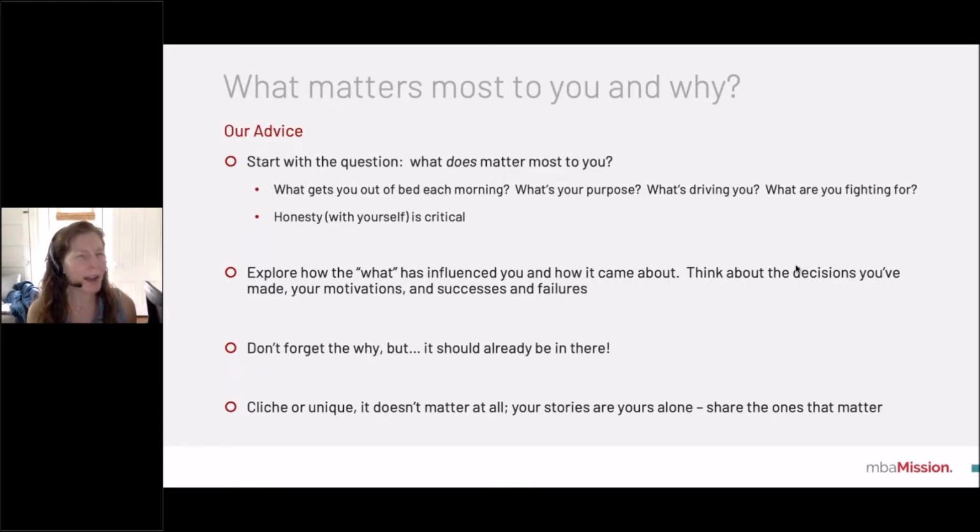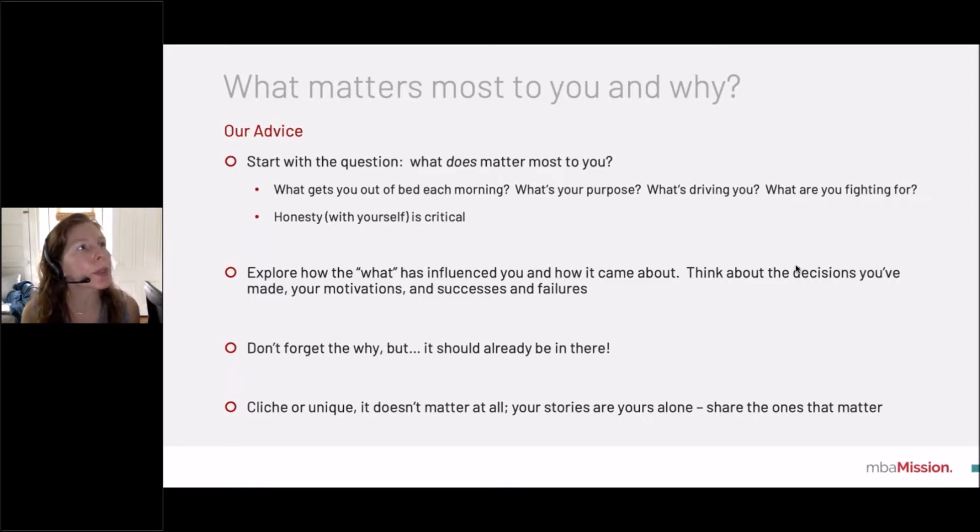Don't forget the why, but it should already be in there. What do I mean by this? So often people feel like, wow, I really have to explain the why, and I don't know why this matters most to me. I was born with it, and sometimes that's real. It's really hard to think about like, gosh, this driver inside of me, I can't say where it came from or why I have it. And that's okay, but do think about it.